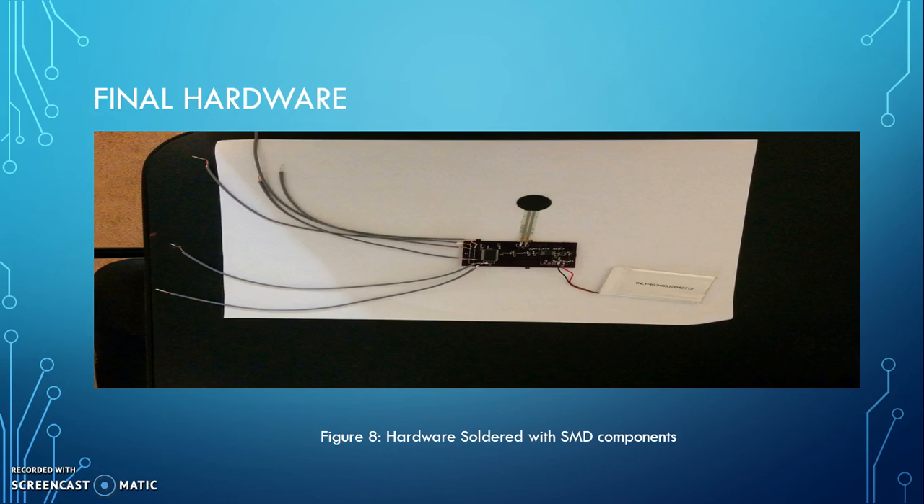Now you can see the final version of the PCB with components mounted on it. You can see the wires I used instead of JTAG connection and other communication purpose.